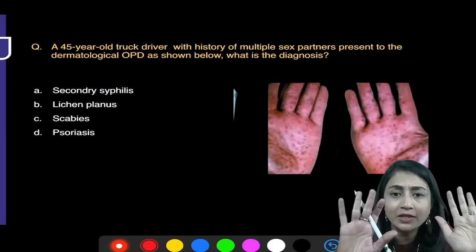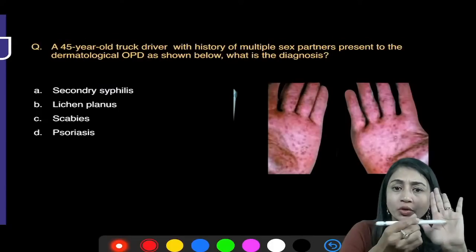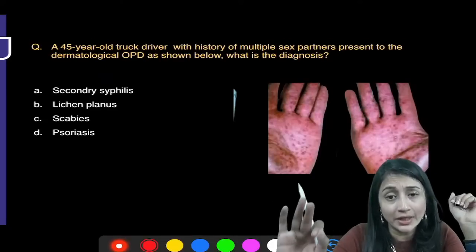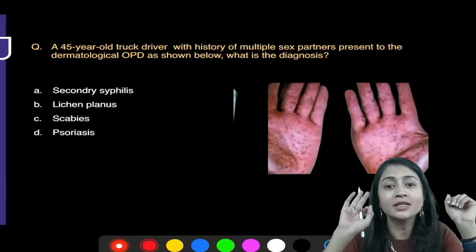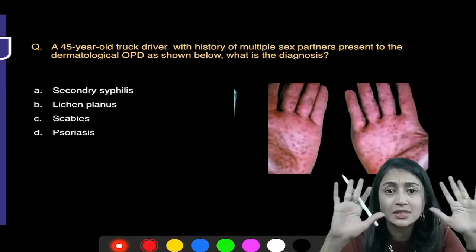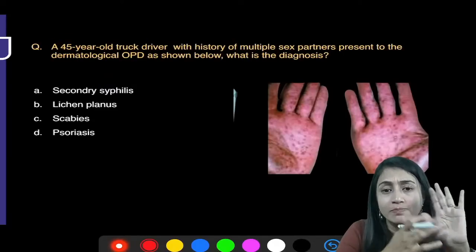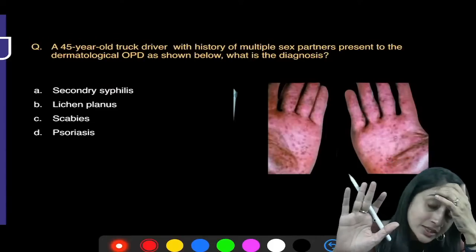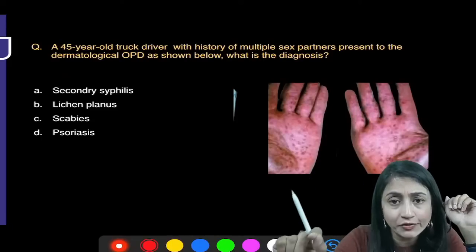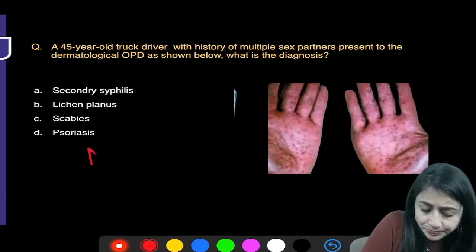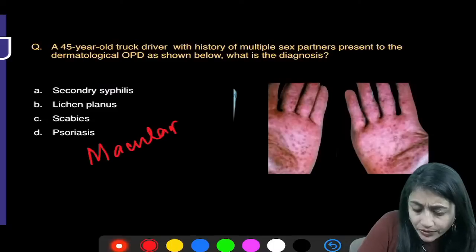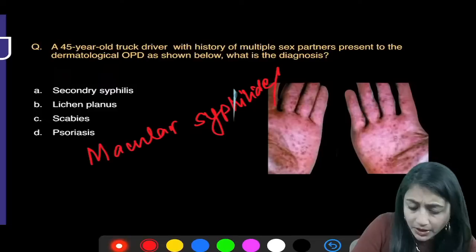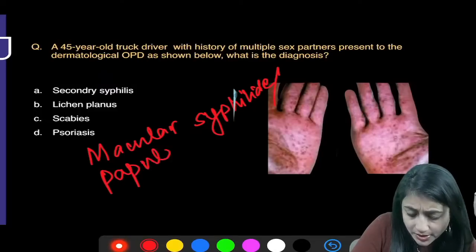But here what I have is an image of a hand which is showing some lesions on the hand. Again, a very, very characteristic finding which is seen in secondary syphilis. What is this? This is the Bo sign. You see these macular lesions on the palms of both hands in a patient with secondary syphilis. This is nothing but macular syphilid, or it can even be papular syphilid.